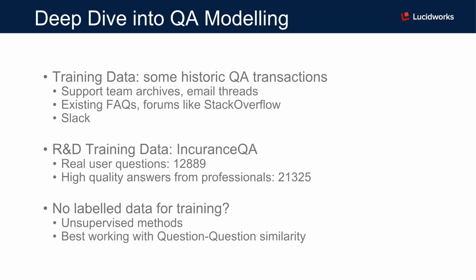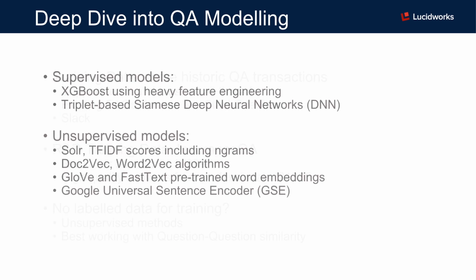But what if you don't have any labeled data for training? Well, then we can still use a variety of unsupervised methods. In our experiments, they showed the best results for the question-question similarity task. For the supervised model, we use XGBoost with heavy feature engineering and triplet-based Siamese deep neural networks. Unsupervised modeling was done by using classical approaches as well as the newest, fanciest methods like Google Universal Sentence Encoder. The output of some of the unsupervised models was then used as features for our supervised models.